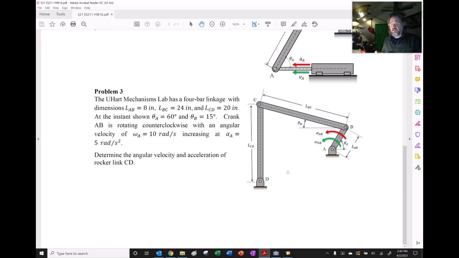Okay, so here's the last problem, problem 3 in homework 16. It's been a long journey. Let's do it together. Here we have this 4-bar linkage with the dimensions of 8 inches, 24 inches, and 20 inches. This is arranged at 60 degrees and 15 degrees at this instant, and it is rotating counterclockwise at 10 radians per second. And it's increasing at 5 radians per second squared. And we want to find the angular velocity of link, we call this rocker, it's a rocker link, CD.